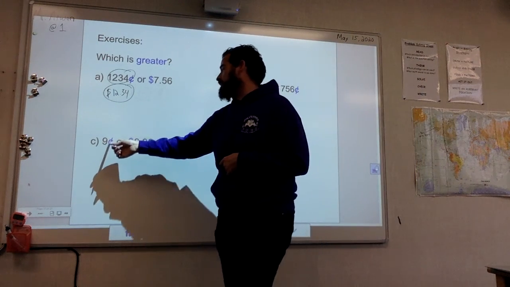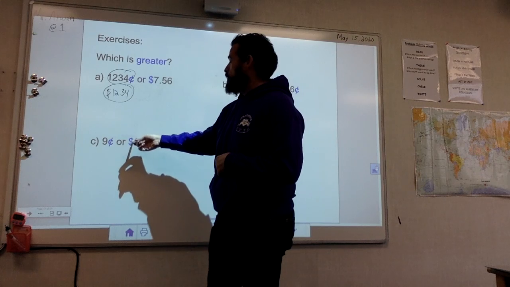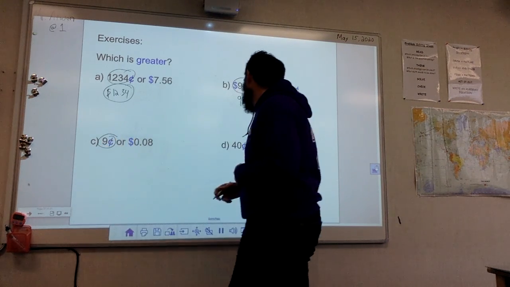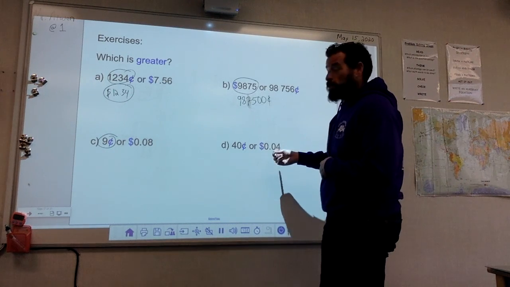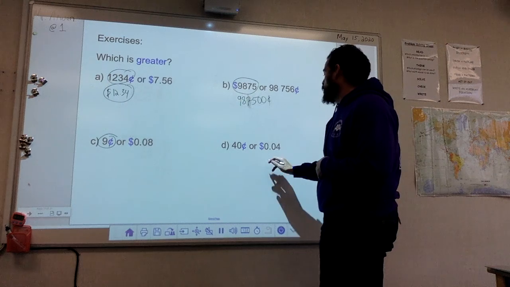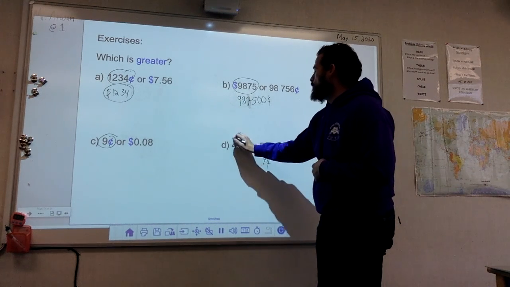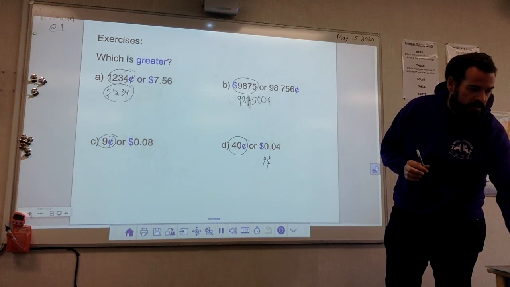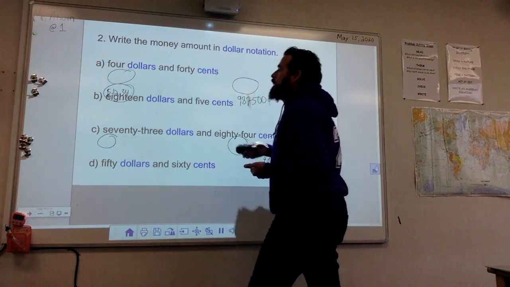Now we have 9 cents, and if we read this, even though it's in dollar notation, it's 8 cents. So I know 9 cents is bigger than 8 cents. And then 40 cents, or this is 4 cents, because we take out the decimal, 4 cents. So I know that 40 cents is going to be bigger than 4 cents. Oh, let me just erase that. Sorry about that.